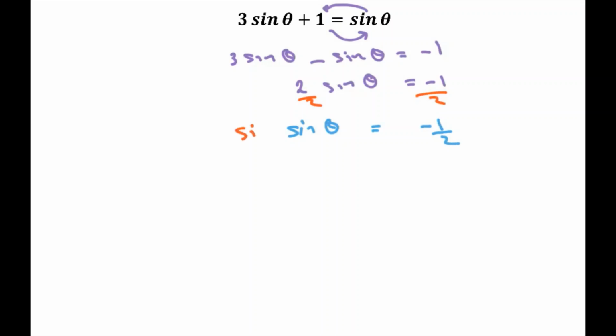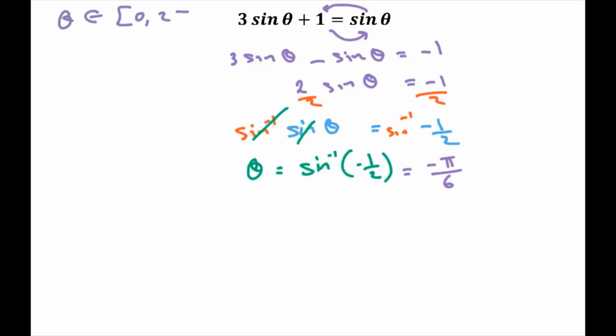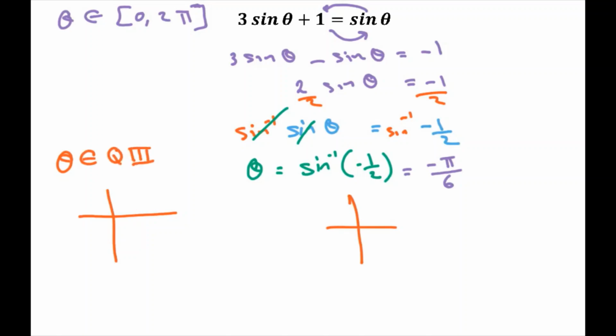You will take sine inverse to both sides. So theta is going to be equal to sine inverse of -1/2, and this, by using the calculator, will be -pi over 6. Now remember, theta is between 0 and 2 pi. This is a negative solution, so we're not going to take it, right? So we need to ask ourselves, when is sine negative? Well, sine is negative in 2 places, in quadrant 3 and quadrant 4.